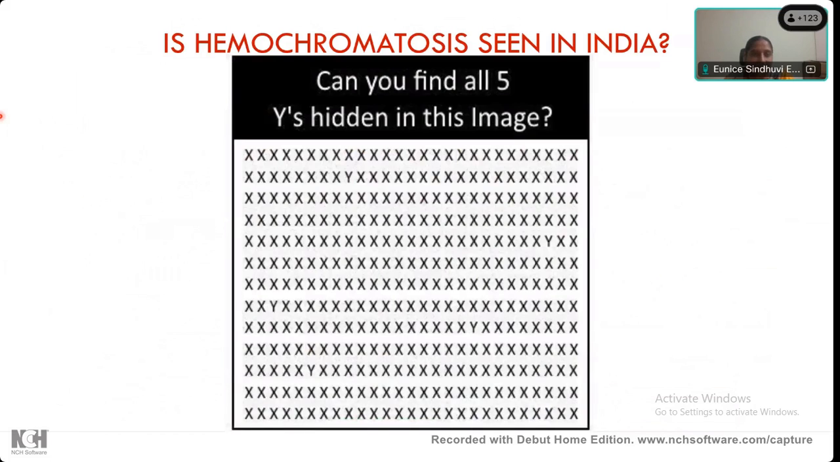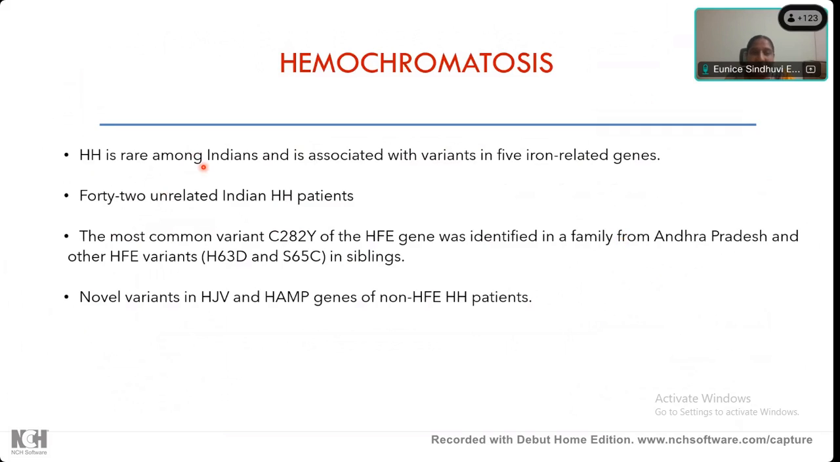So do we see hemochromatosis in India? Because most of us talk about iron deficiency anemia, and that is seen as the more common one. But if you look closely, we do have cases of hemochromatosis which are reported in the Indian population, but it is rare, and it has been reported in 5 related genes. So in our hospital, we had done a study of 42 unrelated Indian patients who had suspected hemochromatosis.